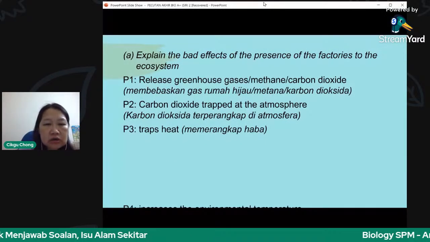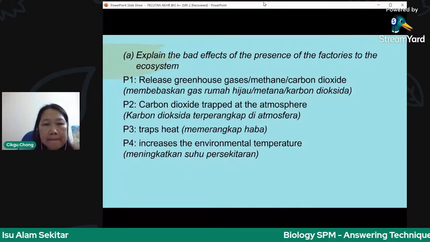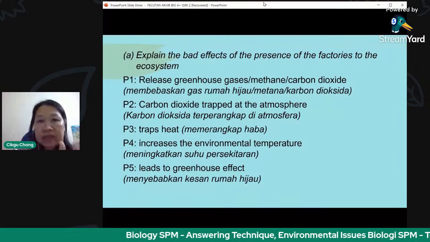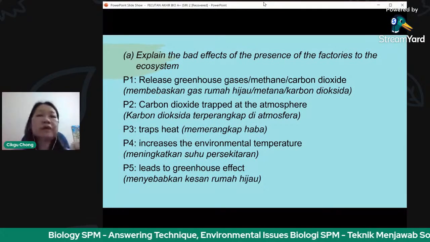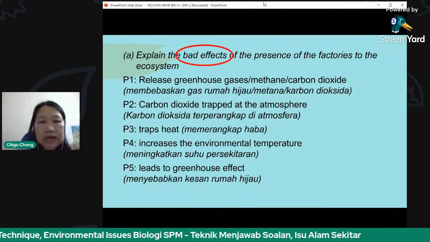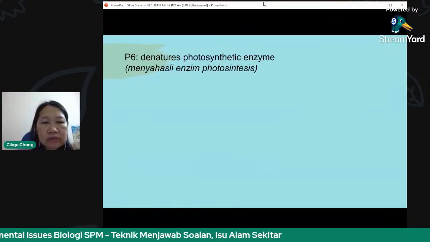So it causes your global warming. Yes, can. Okay, it's all related. When you talk about the greenhouse effect, the next thing you should write about is global warming. They are all related: because of the greenhouse effect, you have global warming. Okay, right, now let's go on. All right, we're done with this.